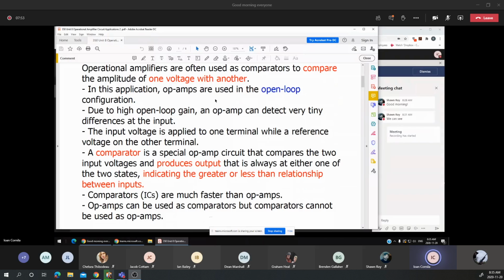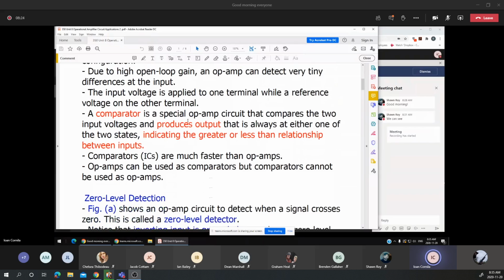Now, how can we use that? We can use the open loop gain. Remember that the open loop gain for an op-amp is a very large number, again, greater than 100,000. This means that an op-amp is sensitive to a very tiny difference between the two inputs.